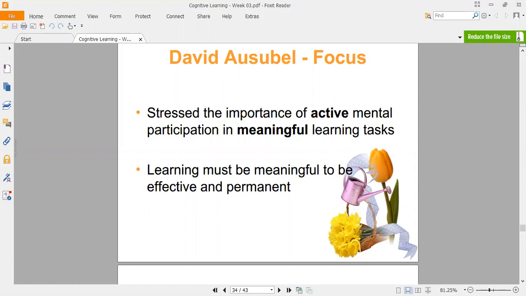Now think about your classroom. If you are not paying attention, you get very little into short-term memory, and out of that, only another 50% goes to long-term memory. So what David Ausubel says is that you need active mental participation. Hearing is not learning.